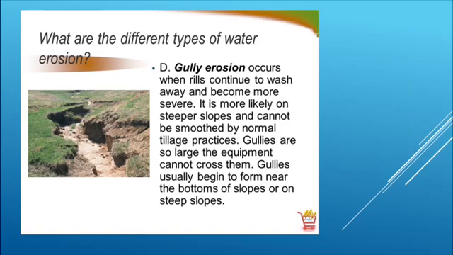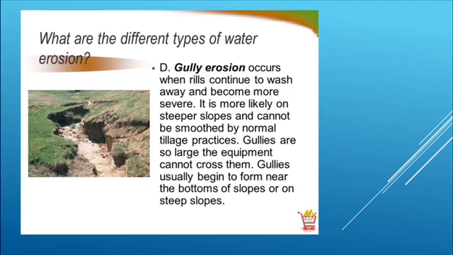First, we will study the types of water erosion. There are different types of water erosion like sheet erosion, gully erosion, rill erosion, shore bank erosion. But in our syllabus, we will study only gully and sheet erosion. Let's talk first about gully erosion. Gully erosion occurs when rills continue to wash away and become more severe.